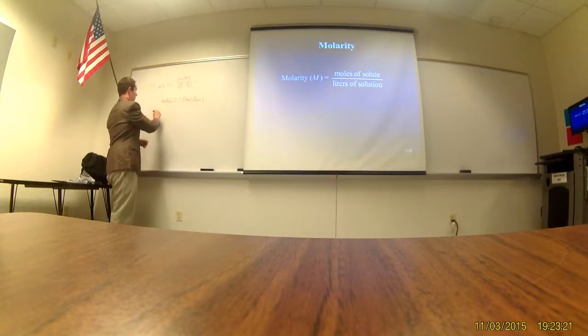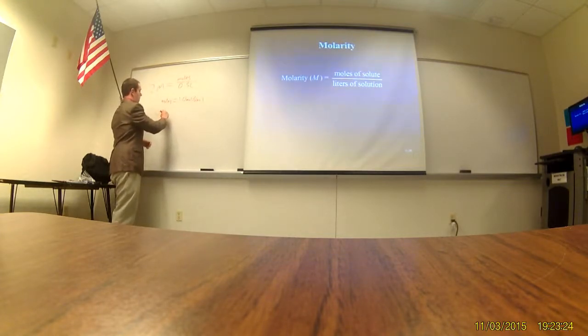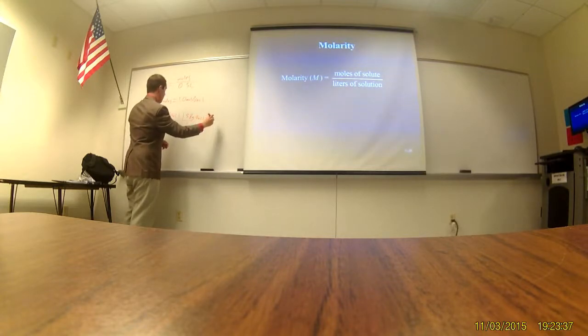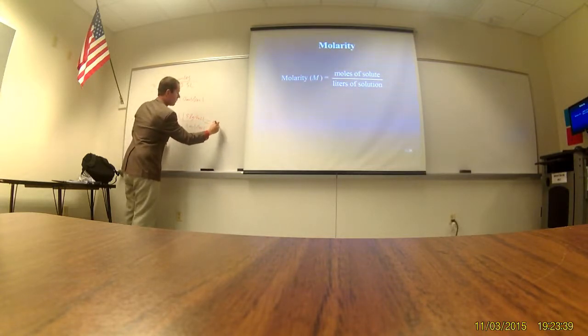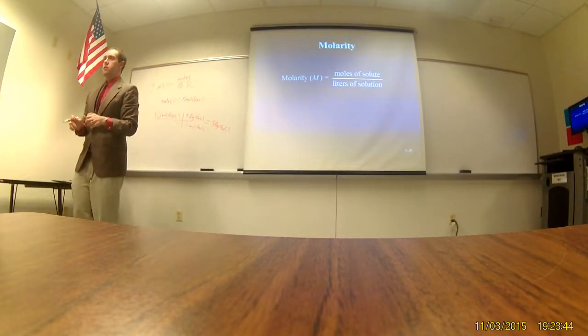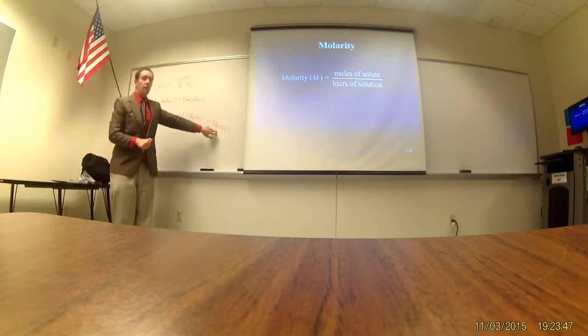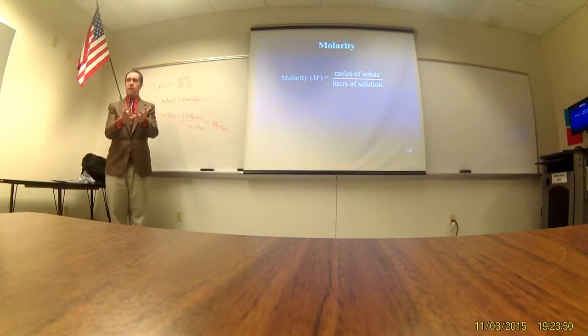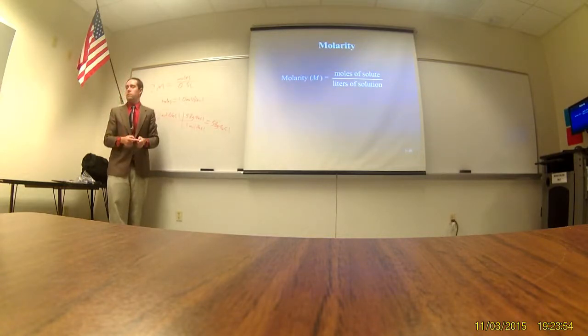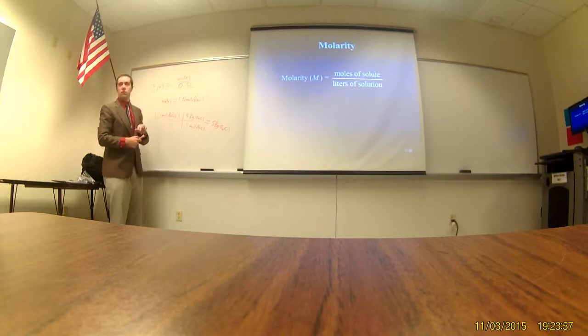So I can take 1.0 mole sodium chloride. 1 mole sodium chloride is 58 grams. So that tells me that to make my solution, I have to weigh out 58 grams, and then I dissolve it in water so that I get half of a liter total. And then I now have a 2 molar solution.